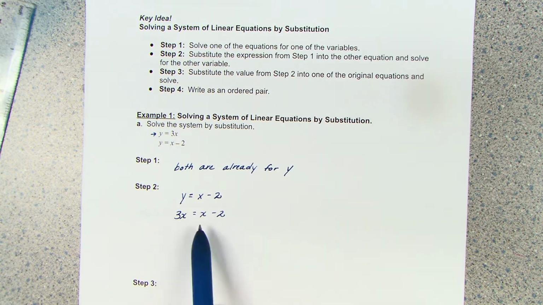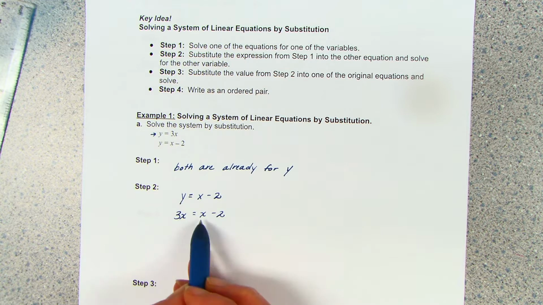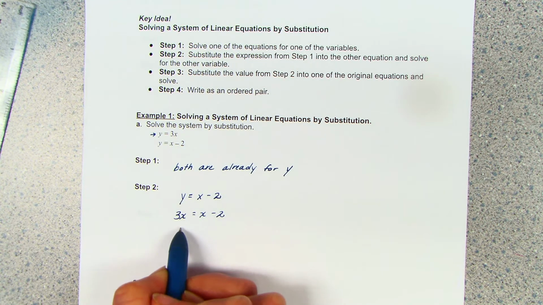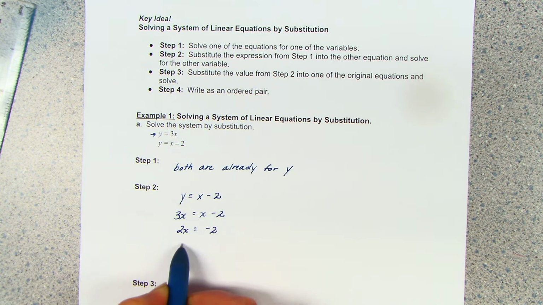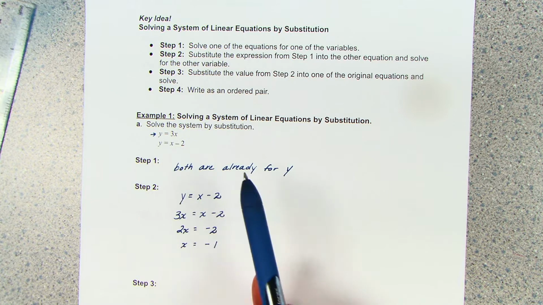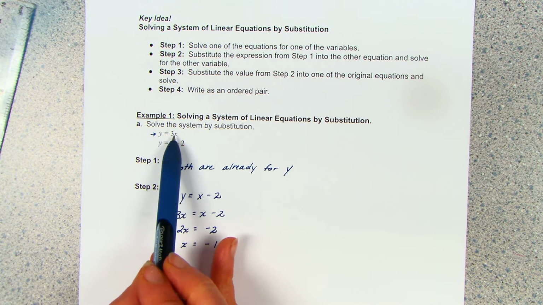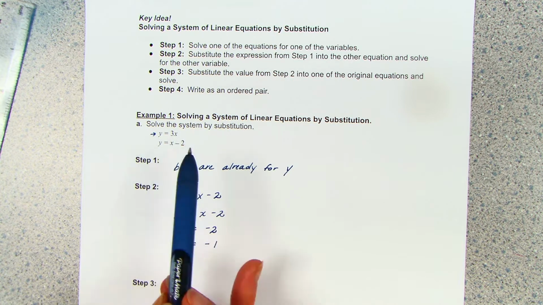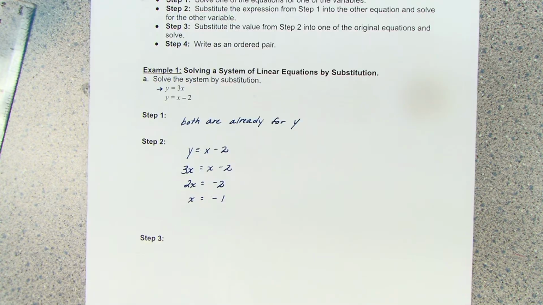Now I have an equation that only has one variable in it, written in terms of x. So I can subtract x from both sides. Now I have 2x is equal to negative 2. Dividing by 2, x is equal to negative 1. If you had gone the other way, it would also have worked. I could have taken x minus 2 and substituted that in, and it would come out exactly the same.